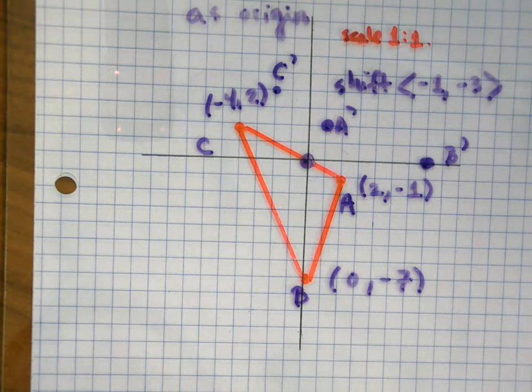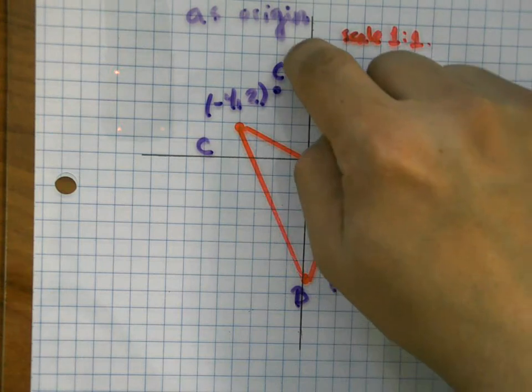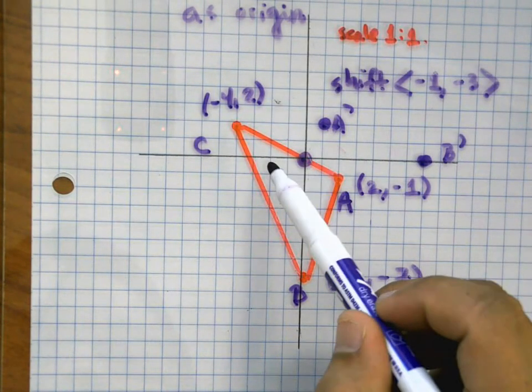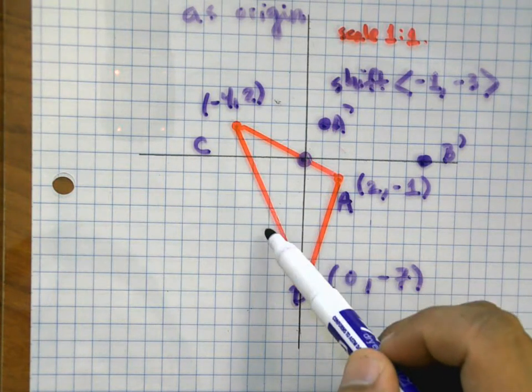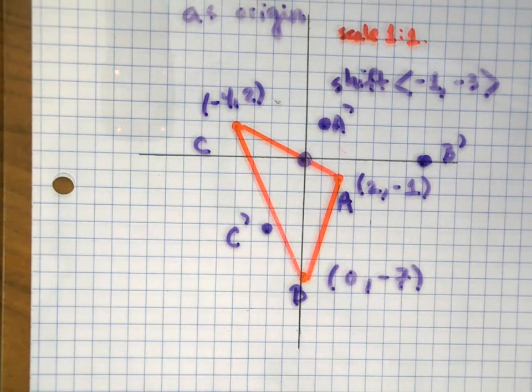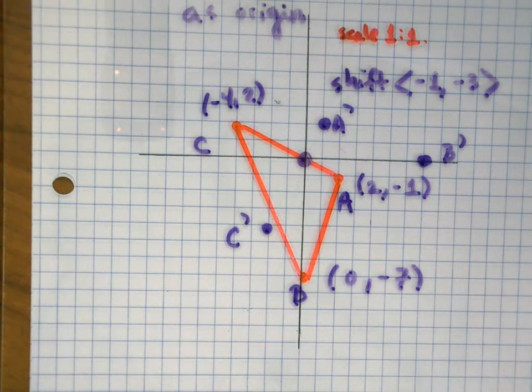Ooh, I think I made a mistake here. This point should be negative 2, negative 4. So C prime shouldn't be there. C prime should be down here. Negative 2, 1, 2, 3, 4. Negative 4 right here. This is where C prime really belongs. Okay, and I'm not going to connect the purple dots yet because it's still pretty messy. So now the rotation is complete.